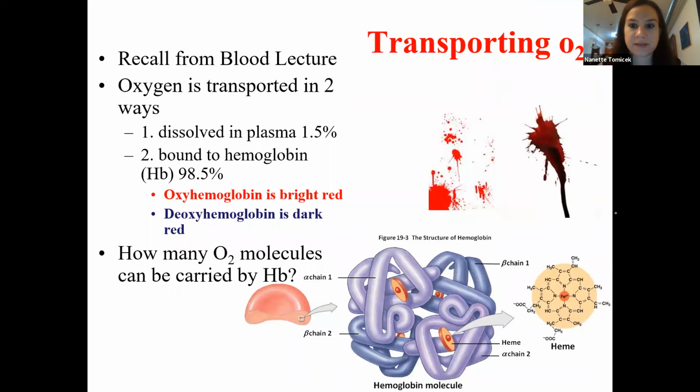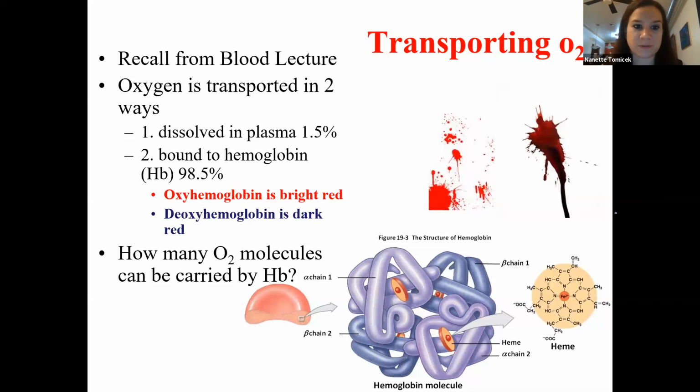Okay, so let's talk a little bit more specifically about what's going on with the red blood cells. We've got an idea of how blood is moving through the cardiovascular system and where oxygen and carbon dioxide are getting picked up and dropped off. Now specifically, how is that carried? What is the mechanism?